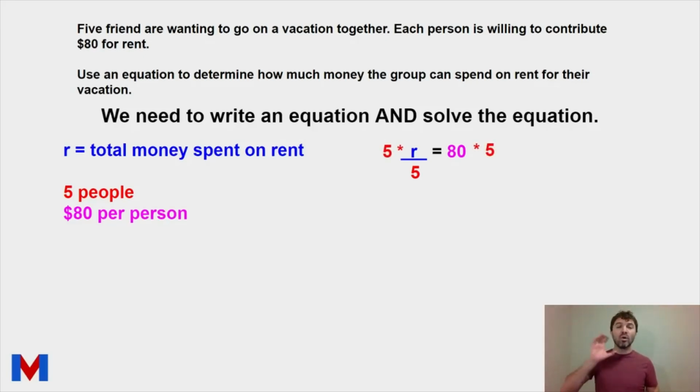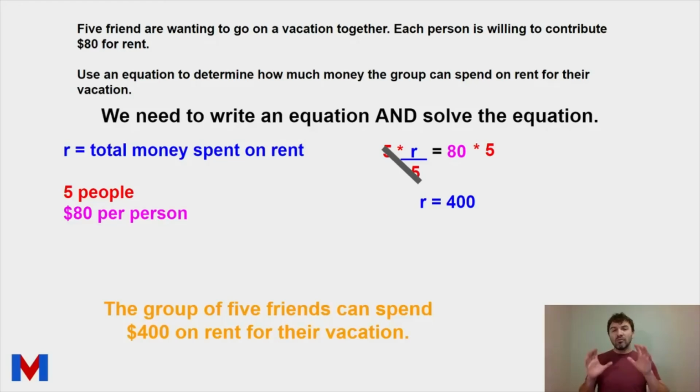Because whenever I do something to one side of the equal sign, I've got to do that same thing to the other side. Those 5 divided by 5 is 1. Those 5s go away. R is by itself now. And 80 times 5 is 400. So what we just figured out is this group of 5 friends can spend $400 on rent for their vacation.